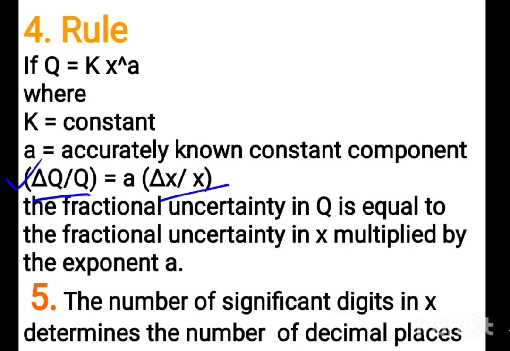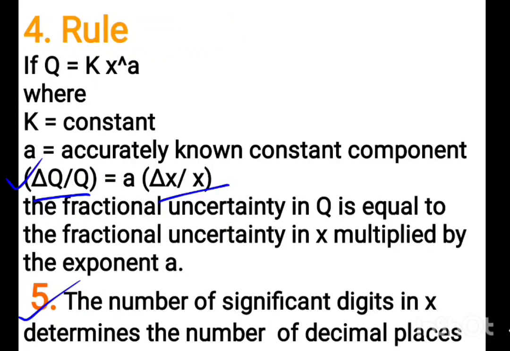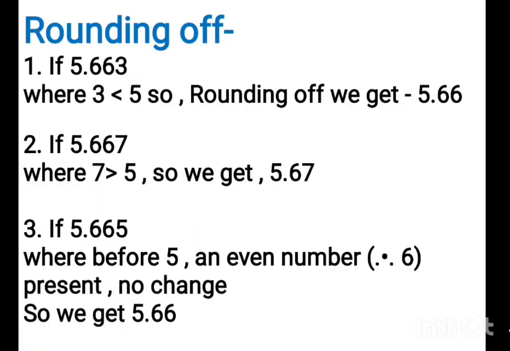Okay, next one: the number of significant digits in x determines the number of decimal places. Suppose significant digits are given, with x to the power something. That should be used to predict how many decimal places should be present here. ওকে, কতগুলো ডেসিমাল নাম্বার আছে সেটা ডিটেক্ট করার জন্য এটা ইউজ হয়। Next topic is rounding off.